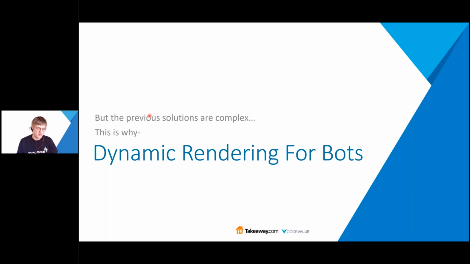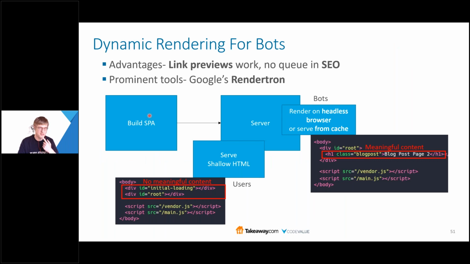Okay, so the previous solutions were complex, and now we will see what we did in 10bis just a few weeks ago. So what we do in 10bis, it's called dynamic rendering for bots. And what we do is that when a user navigates to our website, the user sees the website as a client-side rendered application. Okay, so it's just a regular application. The user receives an empty body, and React.js expands it to be 10bis.